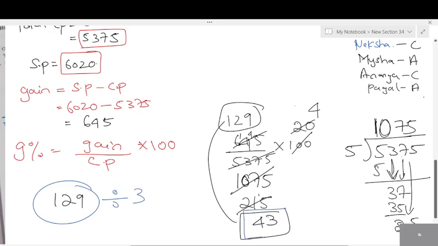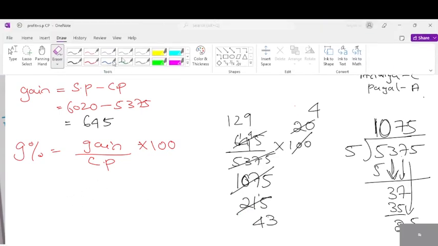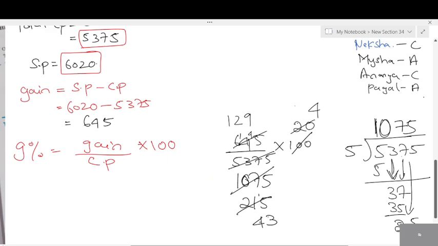But what about 43, students? Is 43 divisible? Add 4 plus 3. What do you get for 4 plus 3? 7. It's not divisible, right? So can we use the 3 times table? No. So we will take 129 and divide by 43. Check how many times it goes. It will definitely get cancelled.